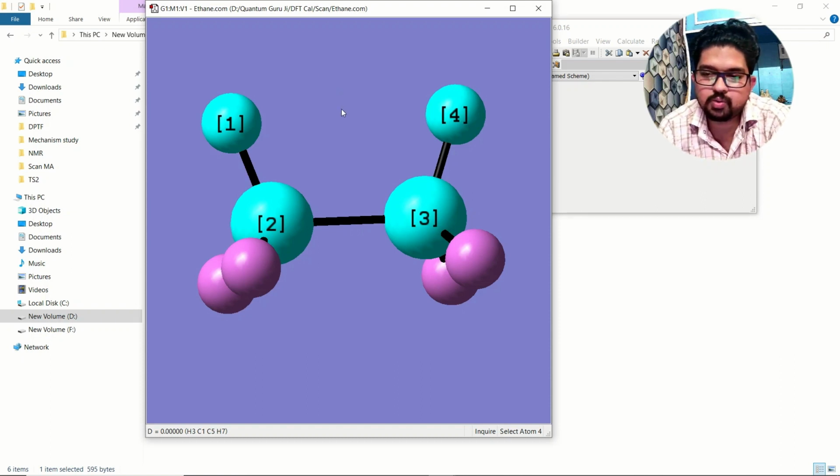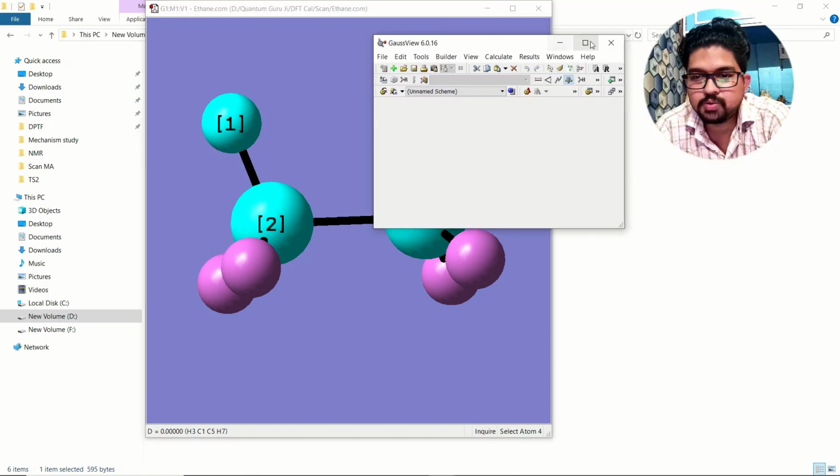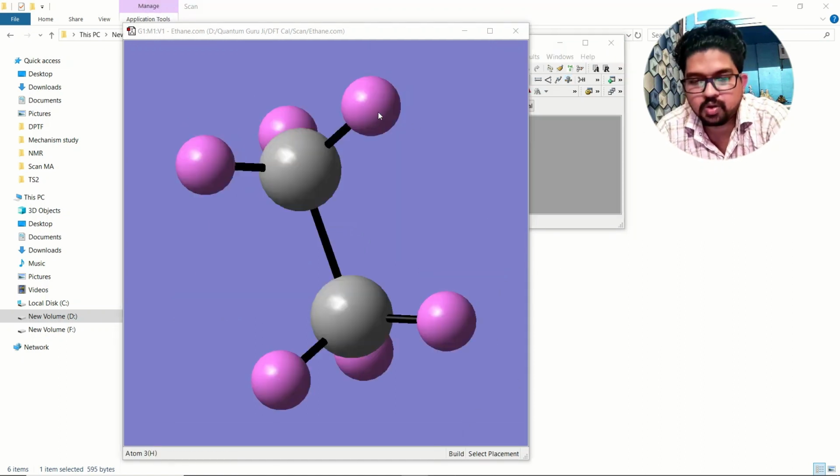So in the scan calculation, you have an input geometry and you just change a particular thing, like the bond angle, bond length or the dihedral angle, and over the entire range you can do the calculation and see the minima, or the minimum structure. I will show you how to get the input, how to do the calculation and the analysis.